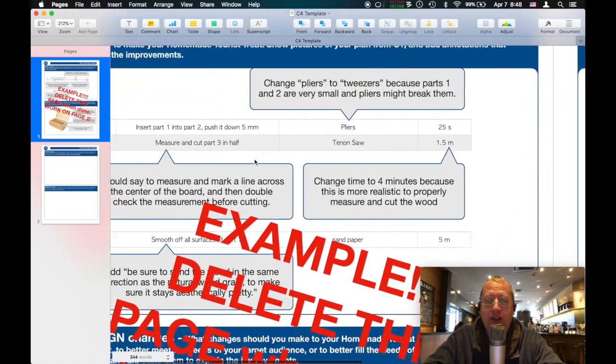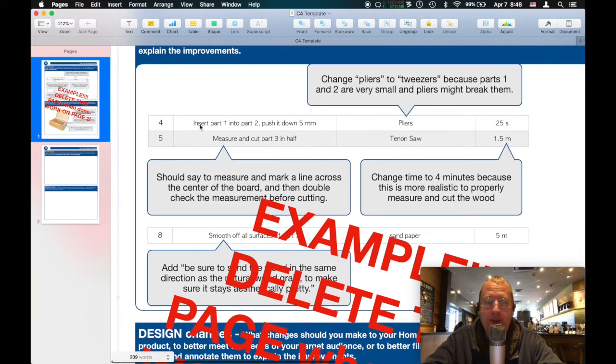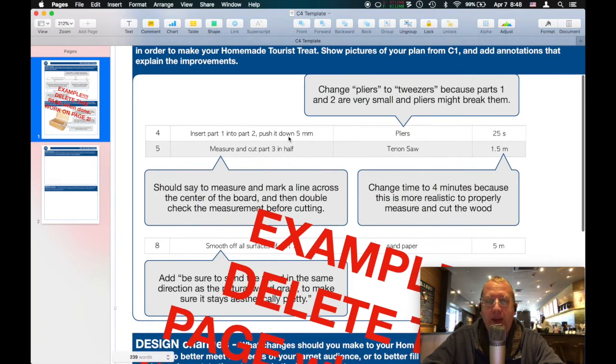That looks like this. Okay, so here's an example of a plan. Here was the step, here's the tools, here's the time. And these are annotations. Instead of pliers, probably should have used tweezers. Instead of saying measure, should say to measure and mark lines, and so on, right? This is just an example. Now this is for making a wooden box, but your plan would talk about how you made your homemade tourist treat, and the changes here should make the plan better.